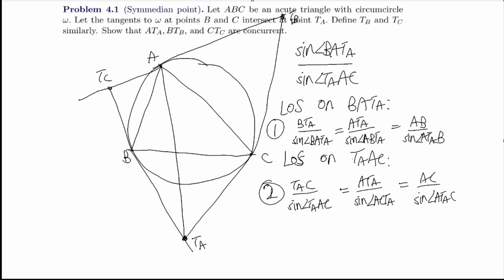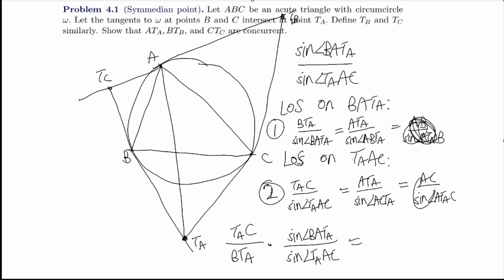And when we do that, we get TAC over BTA times sine angle BATA over sine angle TAAC is equal to, then we want to somehow combine each of these guys. So which ones do we choose in this equation and this equation here? Well, we don't know anything about the angle ATAB. And we are only going to introduce AB over AC. So this is going to make it messier. So we're not going to be looking at that.